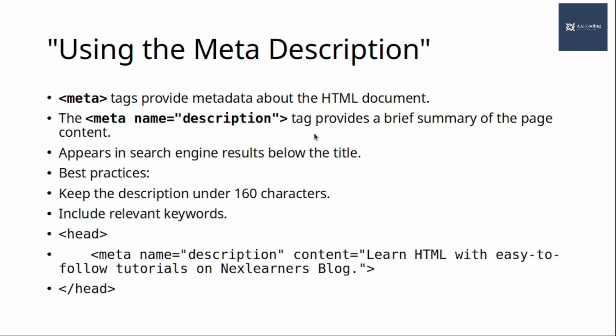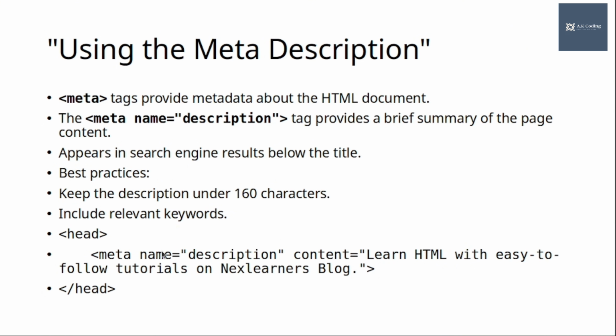So it means you will have to write a description on that. For example, we have a meta with a name, which is description, right? And after the description we have a content. Inside our content we have a description of the website. For example, Learn HTML with easy to follow tutorials on Next Learner's blog. So it means it makes your website more optimized, and it appears in search engine results below the title.